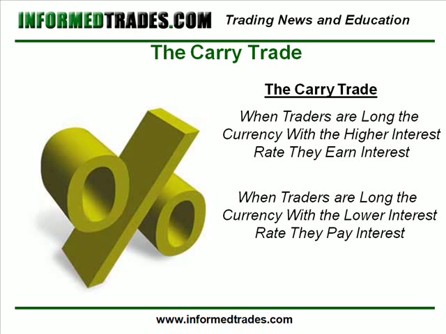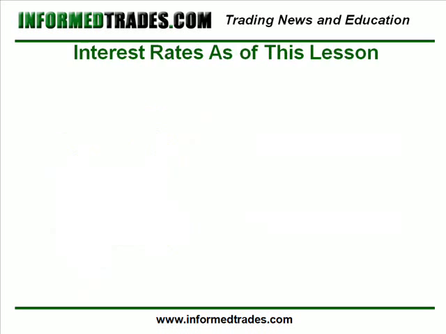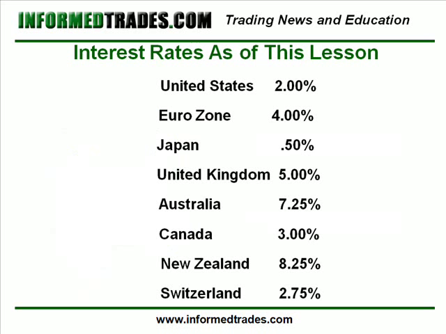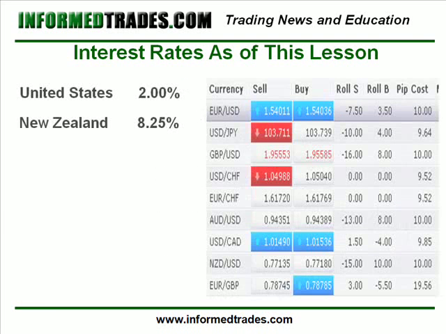Luckily for us, however, taking advantage of interest rate differences between countries is generally much easier for currency traders, who can do so with a simple click of the mouse. To help demonstrate this, let's look at the interest rates as set by the central banks for the main currencies which we are interested in. As you can see here, and as we went over in our last lesson, rates as set by the Federal Reserve in the United States are currently at 2%, and rates as set by the Bank of New Zealand are currently at 8.25%.